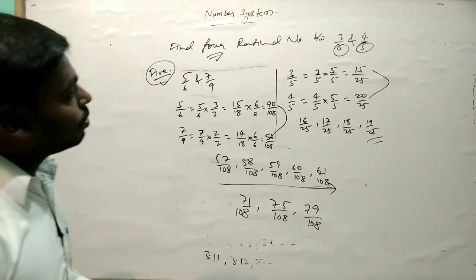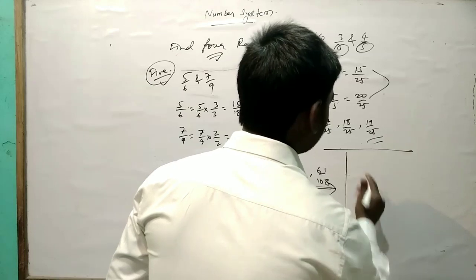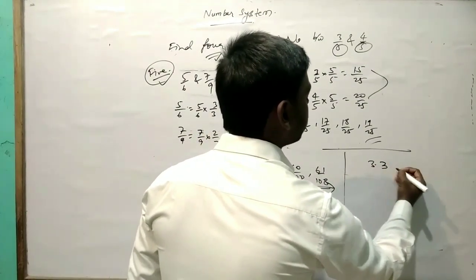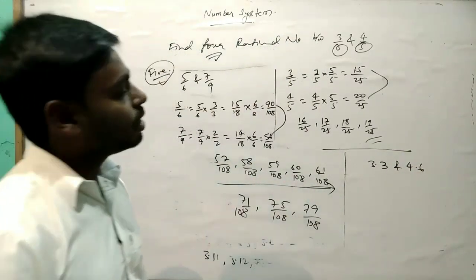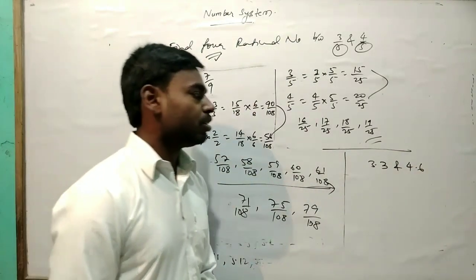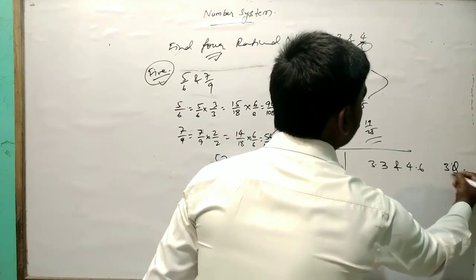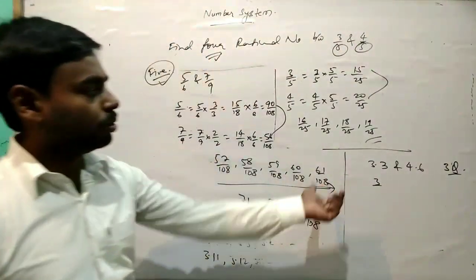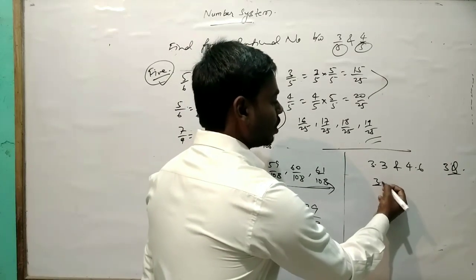Okay, now we see the next example. Our next example is: find 3 rational numbers between 3.3 and 4.6. It is very easy to find three rational numbers. Then what do we have to do? First we have to change these numbers into fractions.